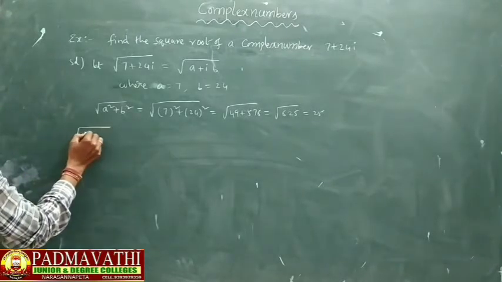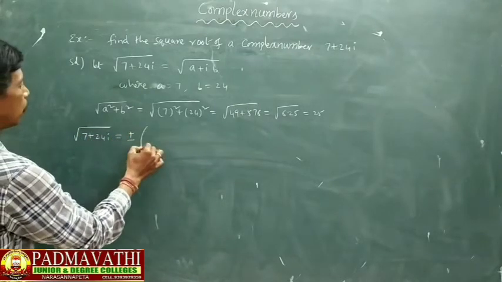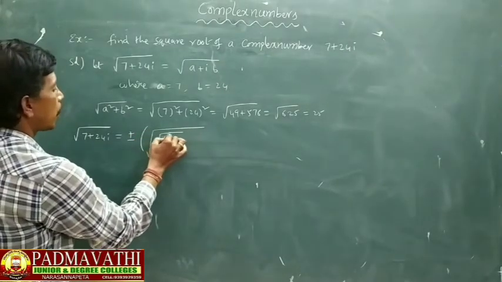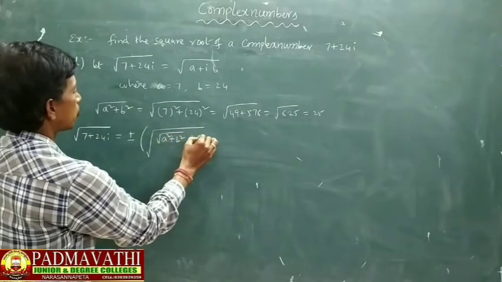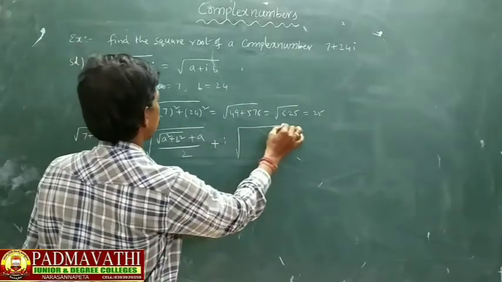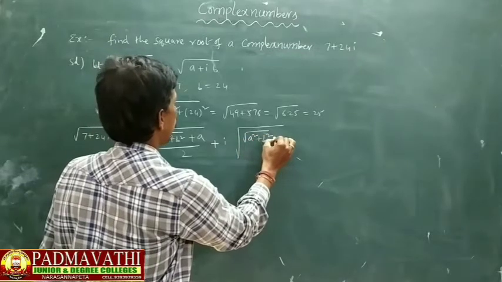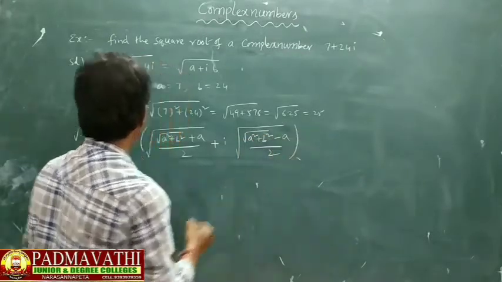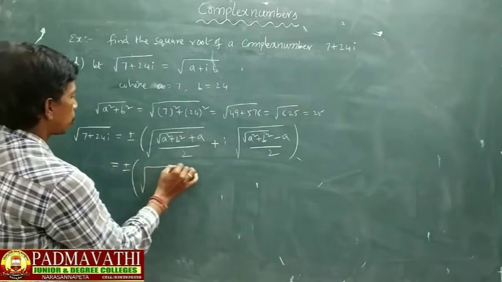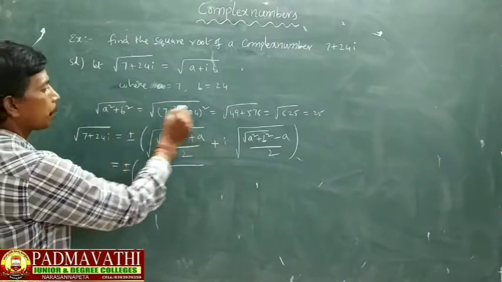Now the square root of 7 plus 24i, formula: square root of (root a square plus b square plus a) whole by 2, plus i square root of (root a square plus b square minus a) whole by 2. So that equals plus or minus square root. What is the value of root a square plus b square?